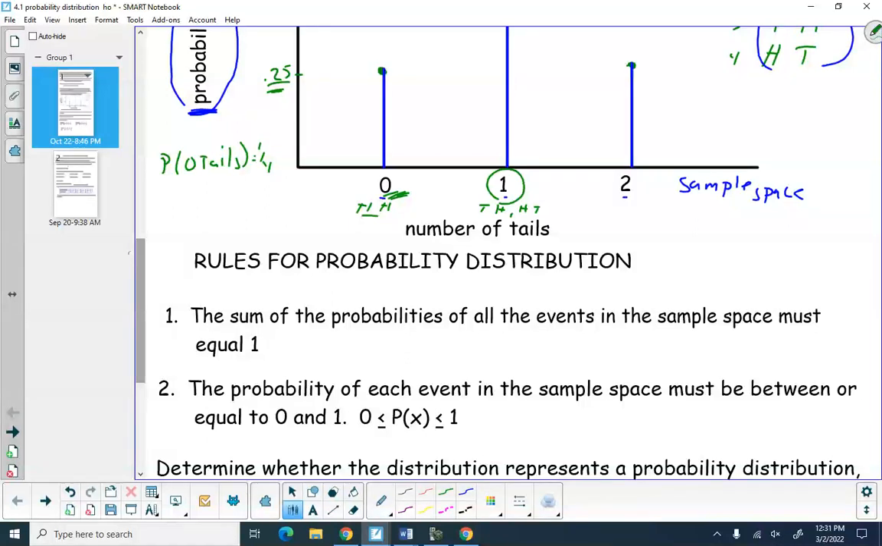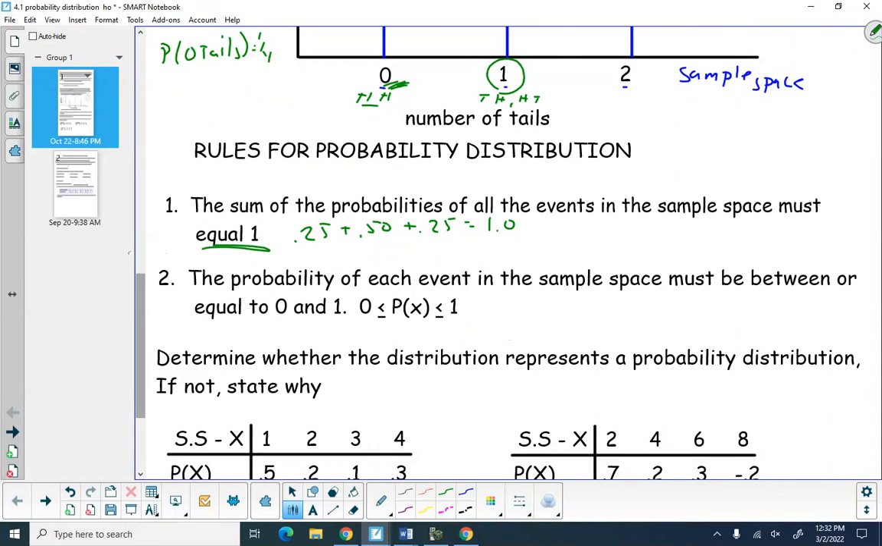Rules for probability distribution. The sum of the probabilities of all the events in the sample space must equal 1. One of these scenarios must happen. If I'm flipping a coin twice, I'm either going to get 2 heads, 2 tails, or tail, head, head, tail. There's no other options. So if I add up these probabilities, they should add up to 1. 0.25 plus 0.50 plus 0.25, they add up to 1.0.